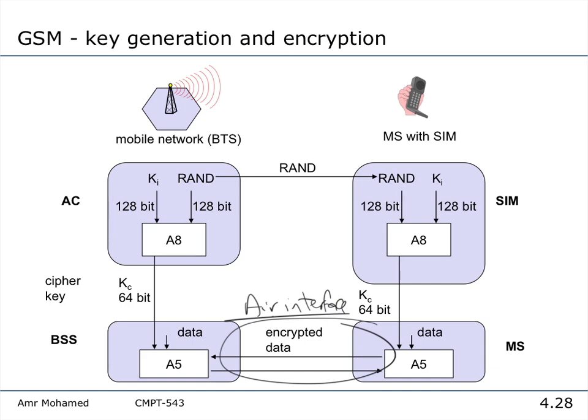Of course, as we said, A3 and A8 became widely available and commonly used by different service providers, and later on they became not very robust. That's why even in 3G they completely changed the whole thing. They made the algorithms publicly available from day one, but they strengthened the security through other means.